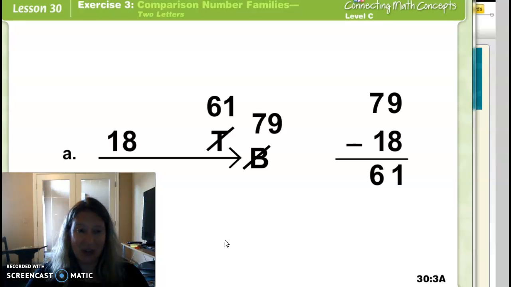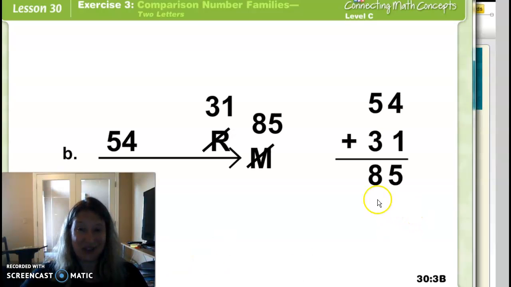So what kind of problem are you going to work? You're going to work addition, aren't you? Go ahead and write down your addition problem. 54 plus 31 and work it. If you have to pause the video, go ahead and pause it. And the answer you should have gotten is 85.